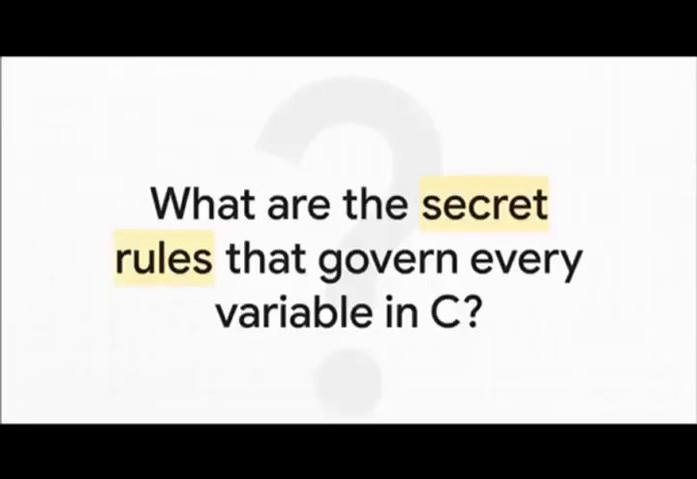You ever stop and wonder what's really going on when you declare a variable in C? Behind the scenes, turns out there's this whole set of secret rules, a hidden framework that decides where a variable lives, how long it survives, and who even gets to see it. And today, we're going to pull back the curtain on all of it.